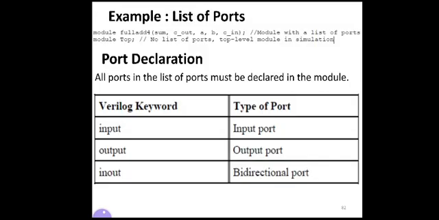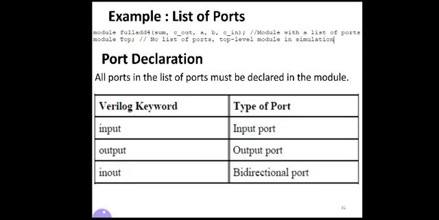So, for example, the list of ports. Module full add 4 has a list of ports, that is sum, C out, A, B, C in. That's how to declare the ports here for full add 4.